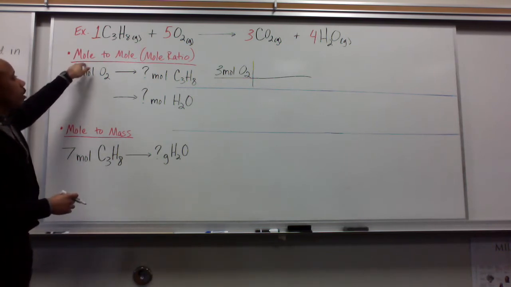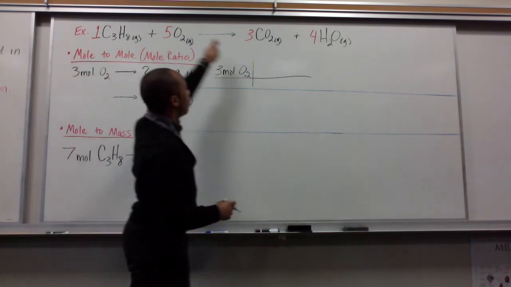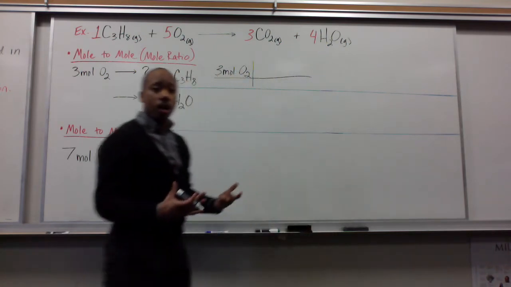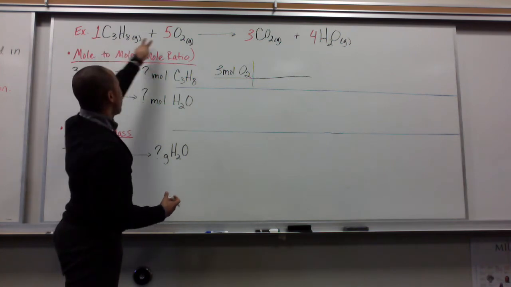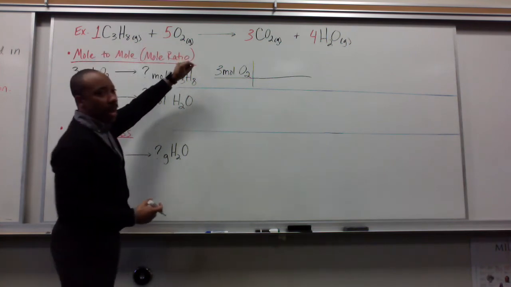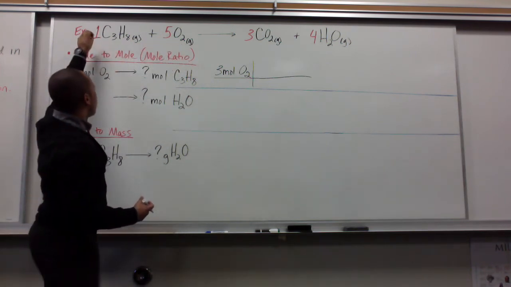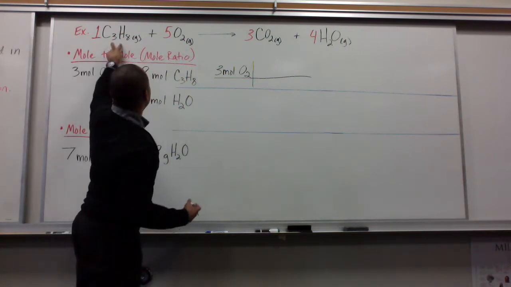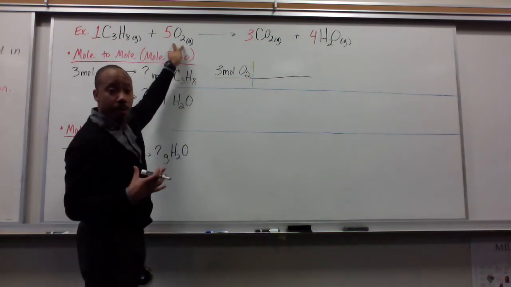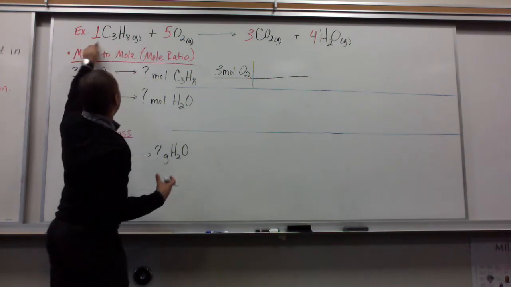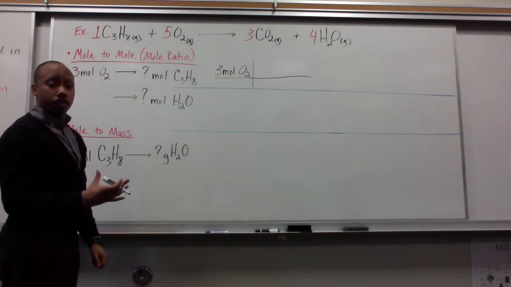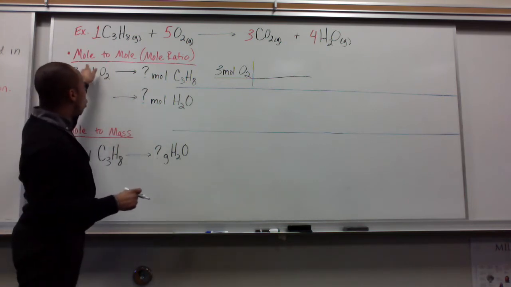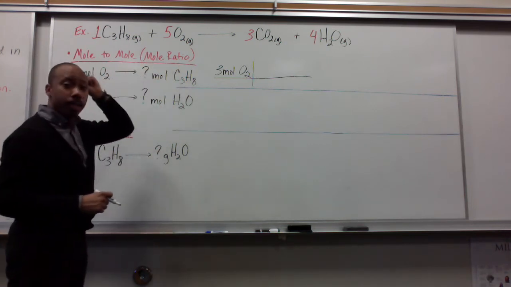These coefficients are symbolic of our moles. This means 1 mole of propane to 5 moles of oxygen gas. When I compare 2 different substances, I have to compare them using the coefficients in front. They're moles. Not grams to grams, but moles to moles. That's called the mole ratio. This is what I mean.